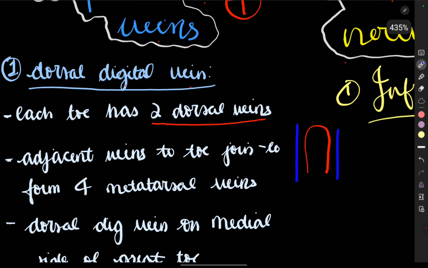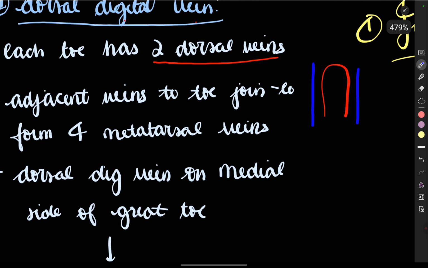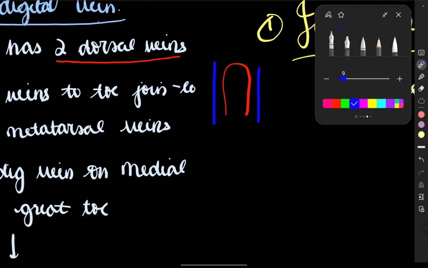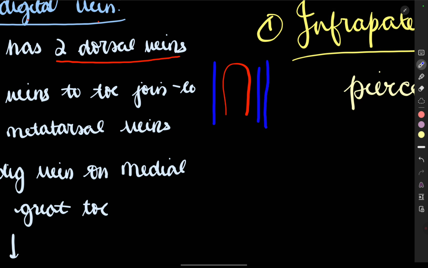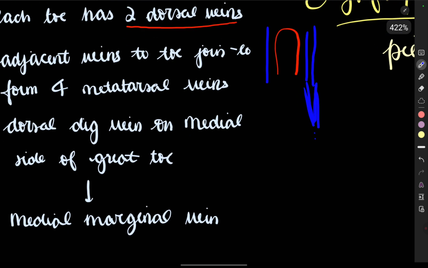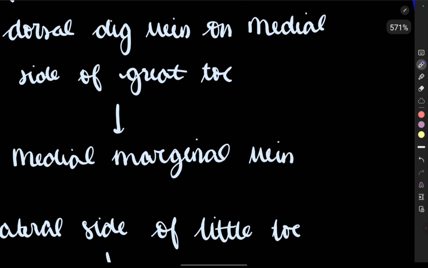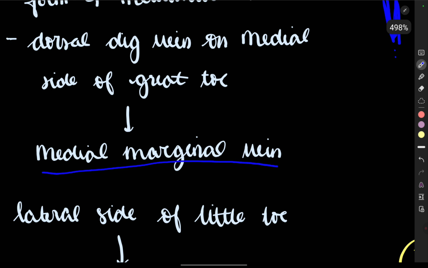So each toe has 2 dorsal veins, and the adjacent veins of the toes join to form 4 metatarsal veins. So this one, the adjacent vein, joins to form a metatarsal vein. The dorsal digital vein on the medial side of the great toe forms the medial marginal vein.